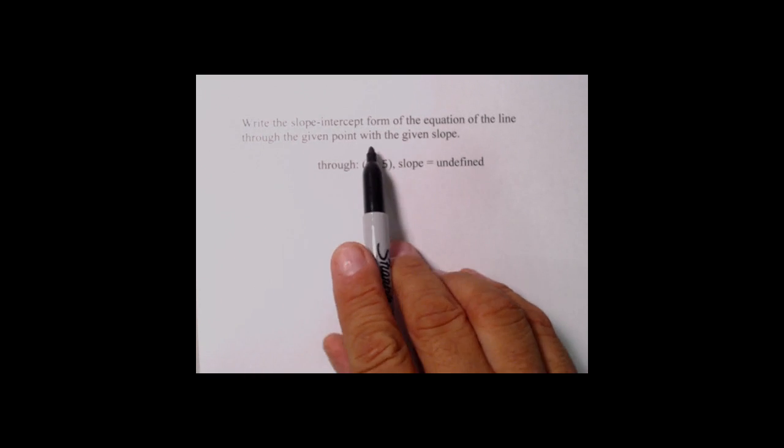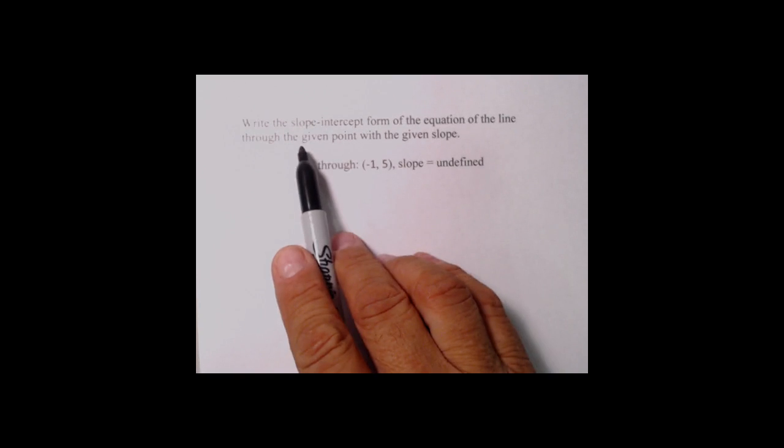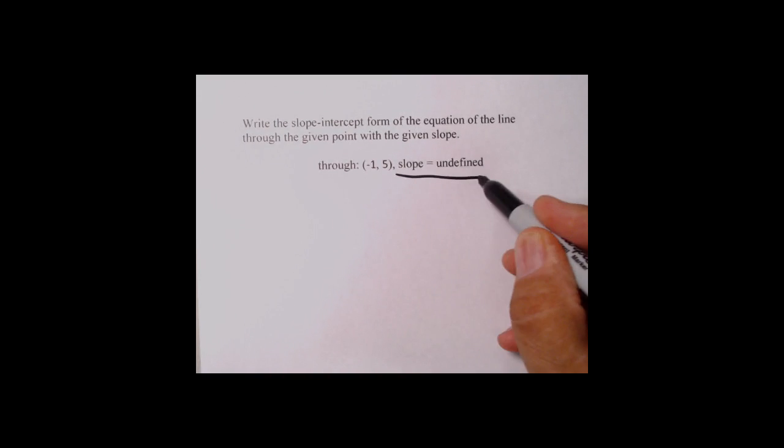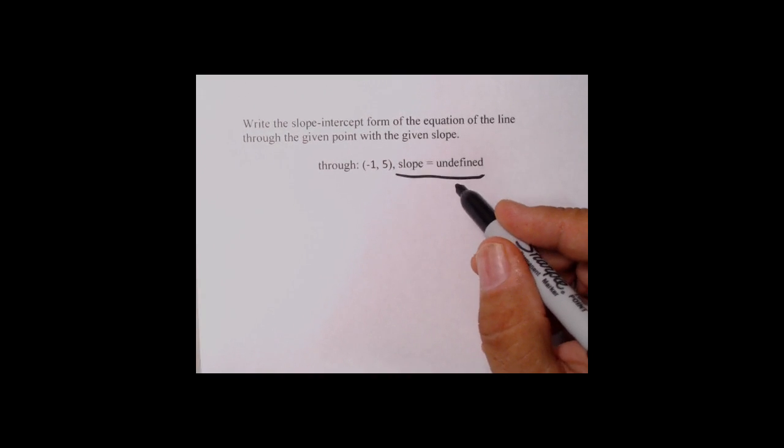Well, now, let's see what we got in the next one here. Now, it says in this one, write the slope-intercept form of the equation with a line through the given point with a given slope. But look at this slope. It is undefined. That means that if we were to graph this, it'd be a line going straight up and down. Remember, this is m equals undefined, or infinity if you wanted to write it that way.